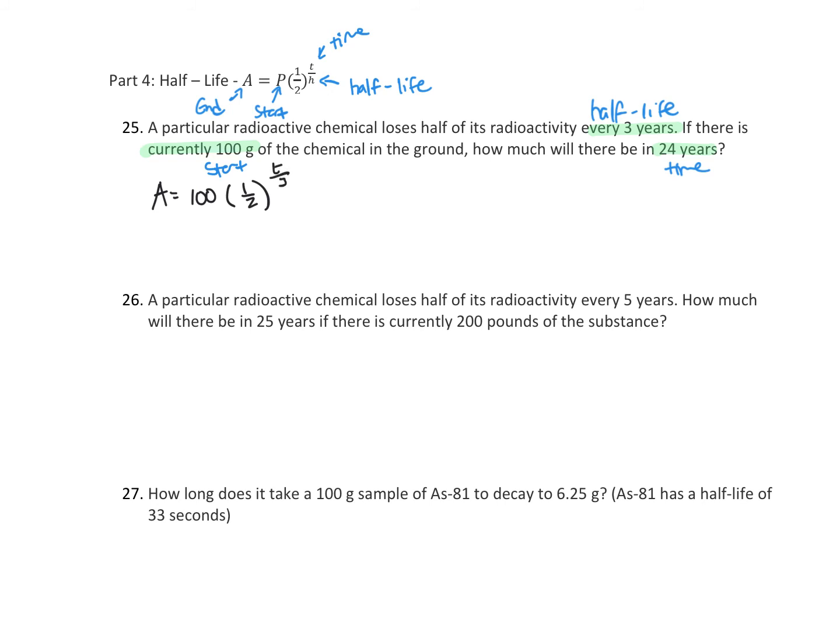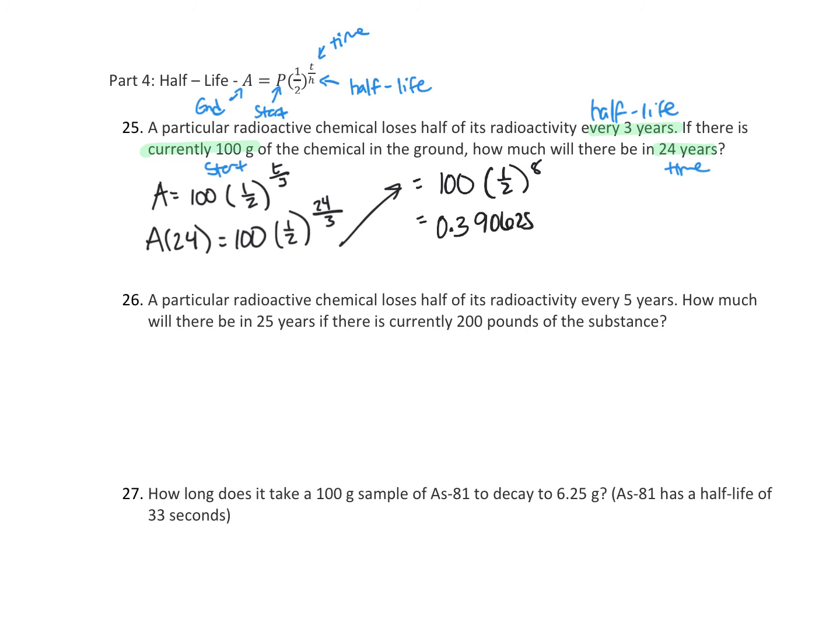Well, we know for us, t is 24 years. So A of 24 is going to be 100 times 1/2 to the power of 24 divided by 3. Or if we were to simplify that, we would have 100 times 1/2 to the power of 8. Or if you plug this into our calculator, it's a bit longer than 4 decimal places, but I'm going to list the whole thing just because we kind of can. 0.390625. So again, we would normally have a sentence, but our final answer is 0.390625 grams. So make sure you're using the proper units.